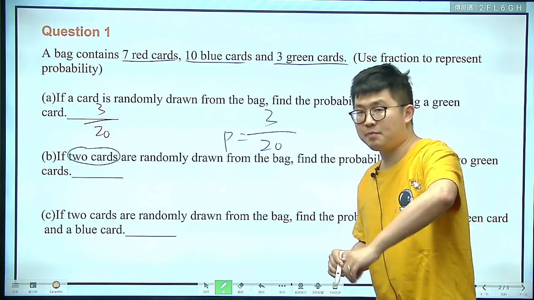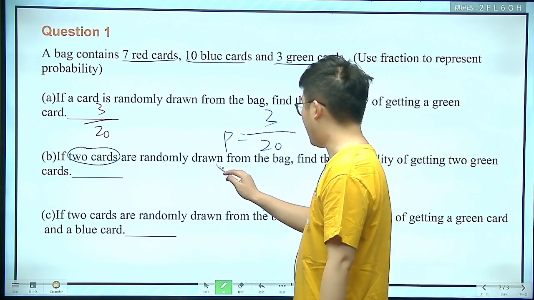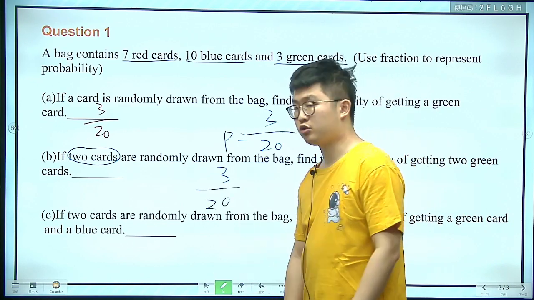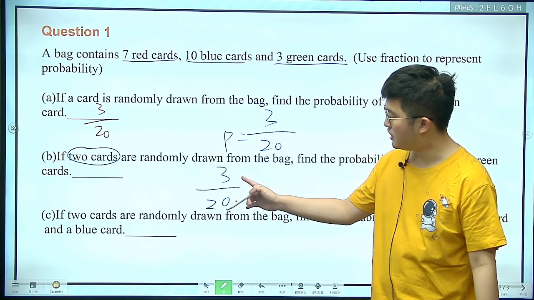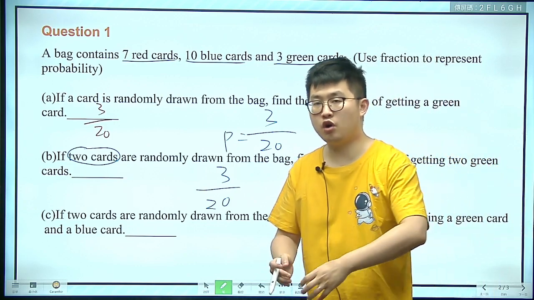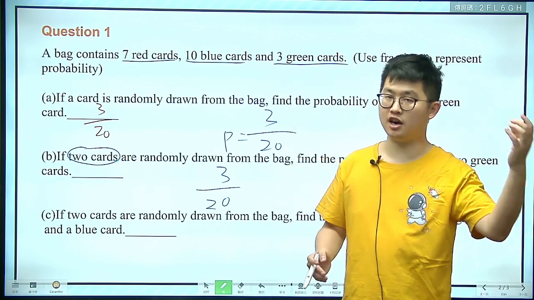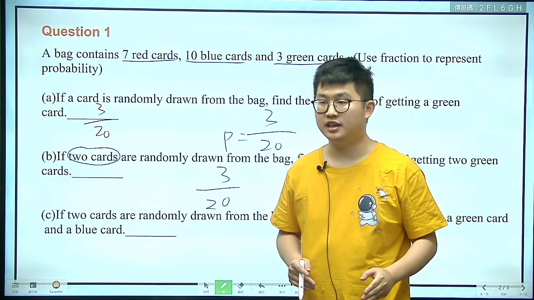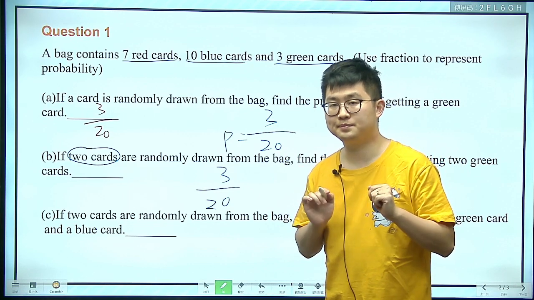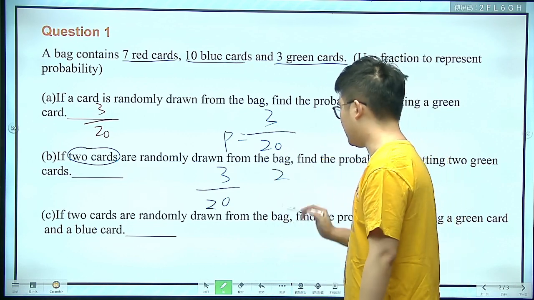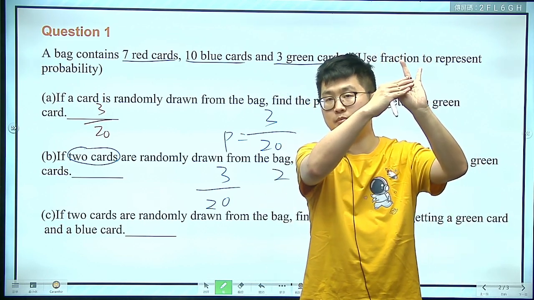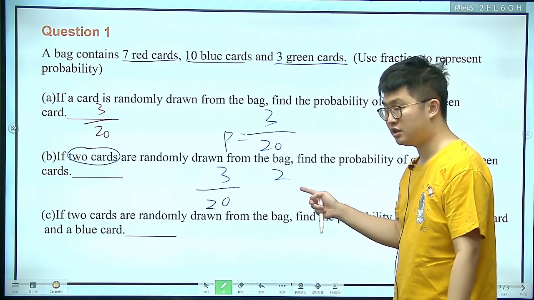For the first draw, we have 3 green cards in the bag, so 3 over 20, which is the total number. This is the probability for step number 1. After this, we draw the second card, and we need it to be green. In the second step, how many green cards are there? There are 2 left, because there were 3 green cards and we drew one of them.